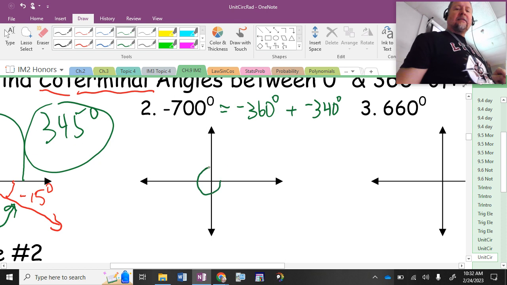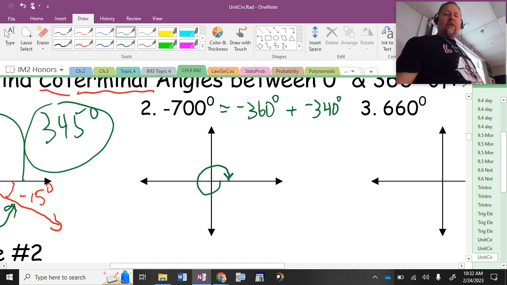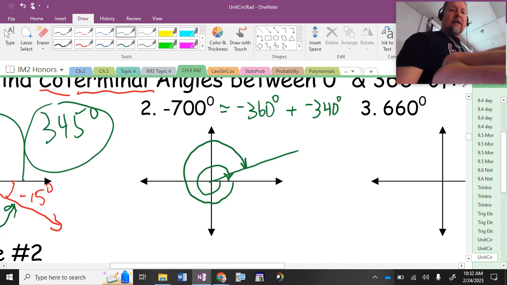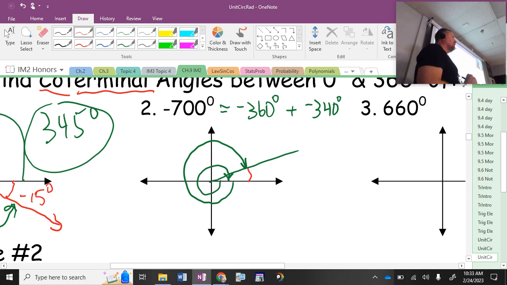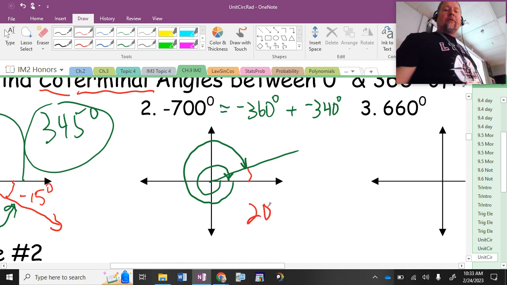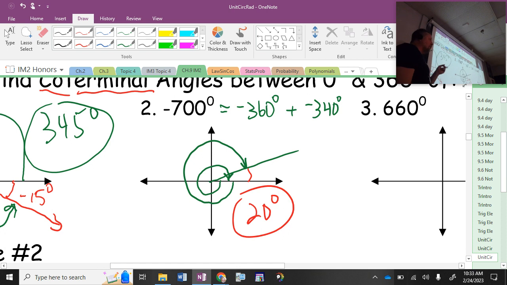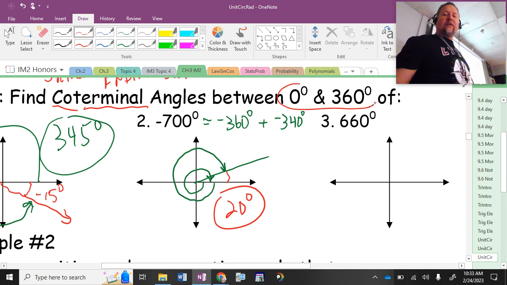So here's negative 360, and that's how I show that. And then here's another negative 340, which lands almost another rotation, but lands there. And this is easy. What is this angle measure right here? 3, 2, 1, go. 20. If you can't get that, we've got a problem, because all we're doing is we're 20 short of a 360. So that is coterminal, and it follows my directions between 0 and 360.